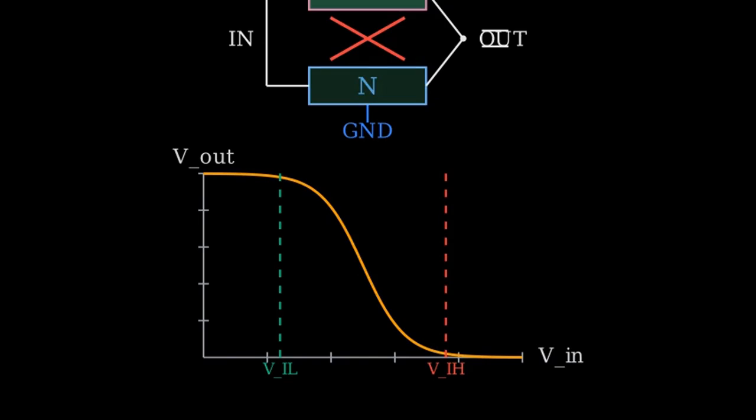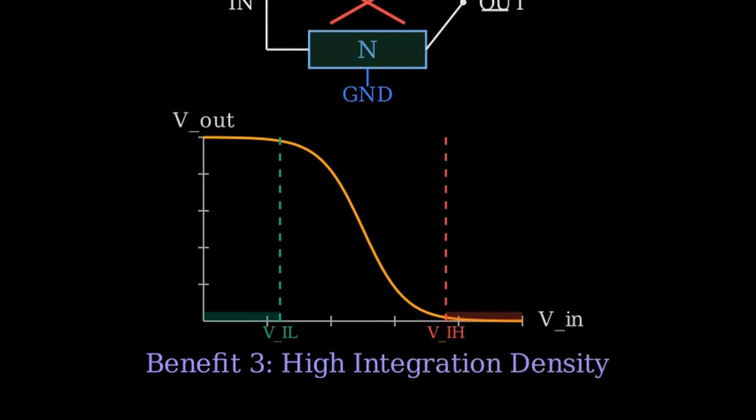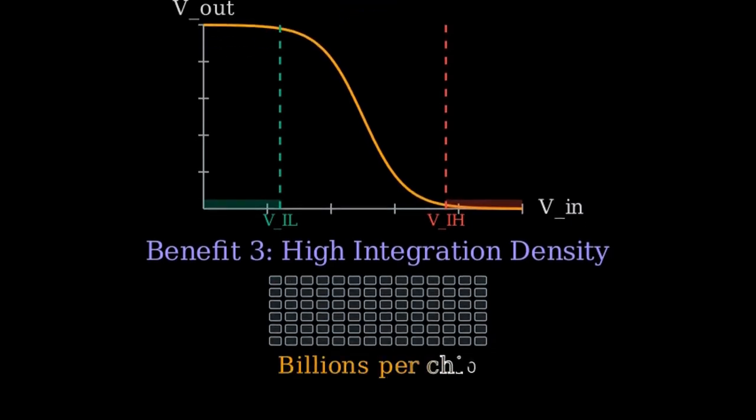Benefit 3. Very high integration density. Modern chips pack billions of CMOS transistors on a single die. This dense grid represents many tiny devices packed closely together. Benefit 4. Scalability. As device dimensions shrink, we fit more transistors, switching gets faster, and cost per function goes down.